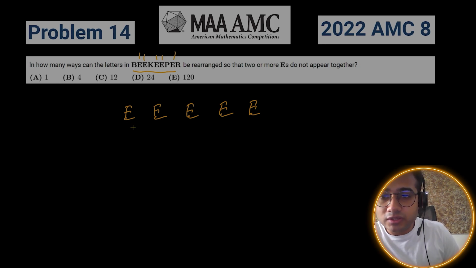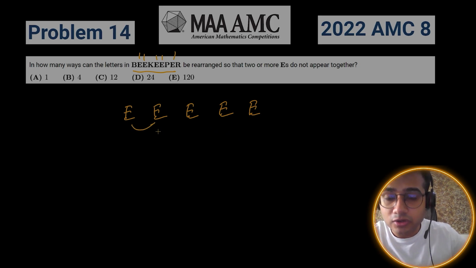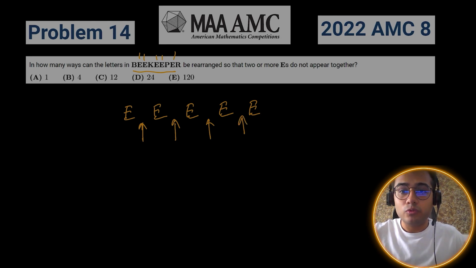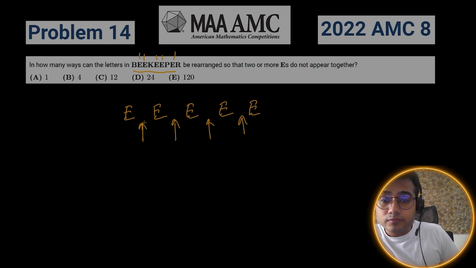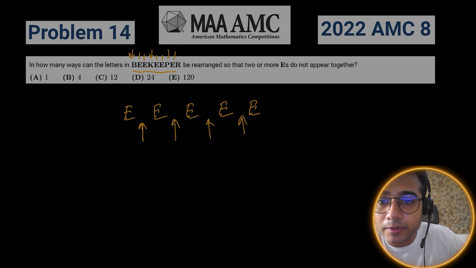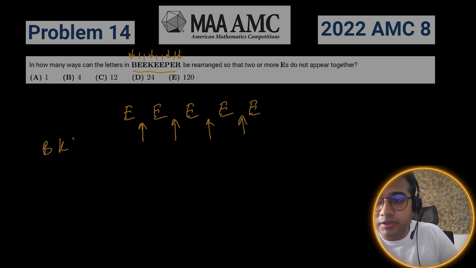Now, to make sure that these e's do not appear together, we have to have a letter in between them, and we have to have a letter here, here, and here as well. If we don't have a letter in any of these places, the e's will be together, and then we will not satisfy the condition. These e's are all the same, so let's fix them. What we are going to do is find out how many ways we can put the letters that separate them. What letters do we have? We have B, K, P, and R. They're all different letters.